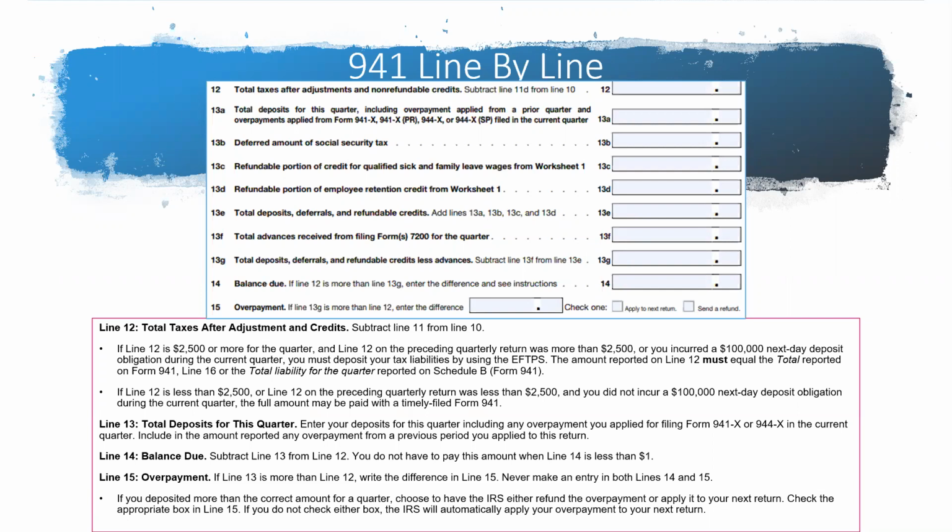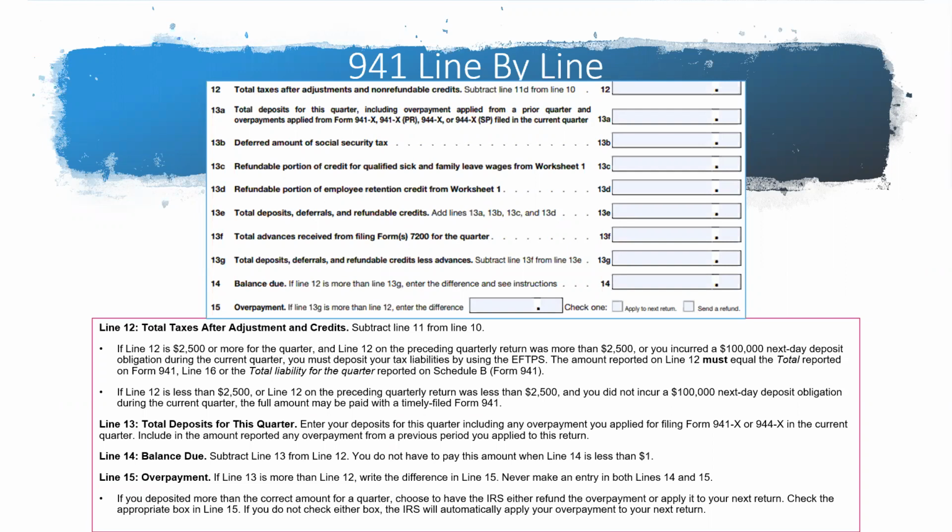Line 13F, again, courtesy of COVID, the IRS came out with what we call a Form 7200. The Form 7200 is where employers can file for advance payment of any credits that they're going to be owed throughout the quarter. So the credits that could be owed throughout the quarter are anything for FFCRA, or those credits for the qualified sick and family leave wages, as well as health insurance expenses that could be related to those items, in addition to the employee retention credit.